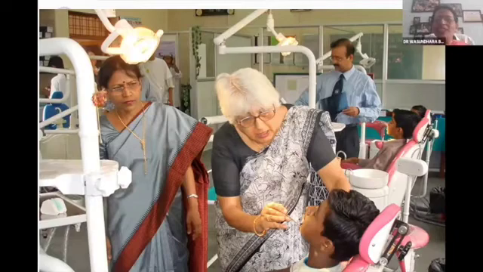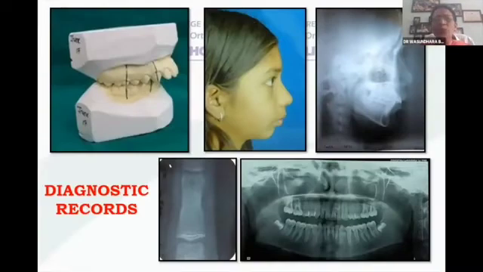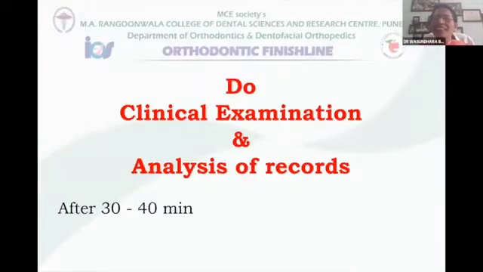So the case is allotted and the records are given to the students, the study model, the photographs, the cephalogram, the OPG, and the MP3 radiograph on an IOPA film. So with these records and the patient, the student is put to the exercise, the clinical examination, and analyze the records. And the time allotted is 30 to 40 minutes. So what to do in this 30 to 40 minutes?